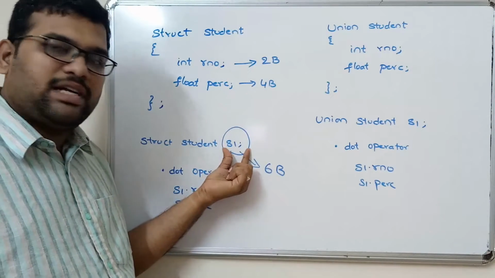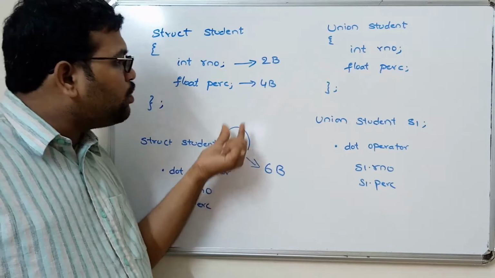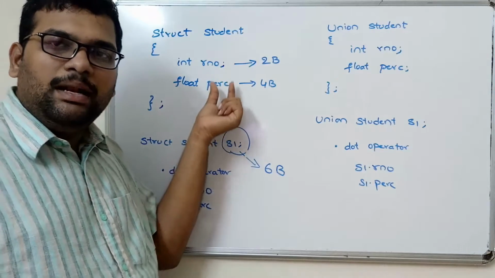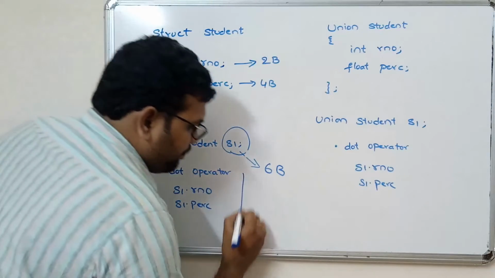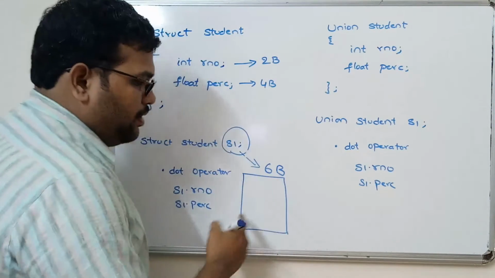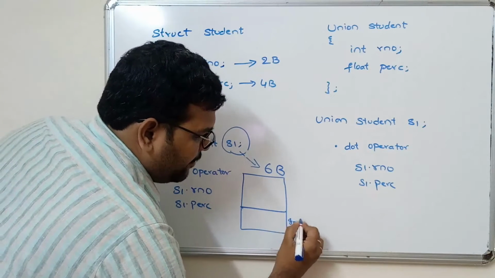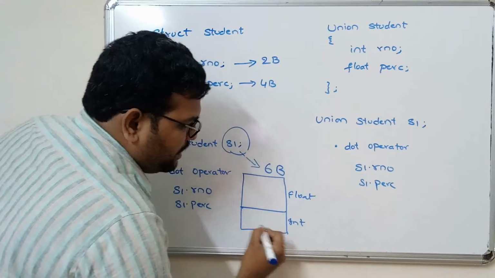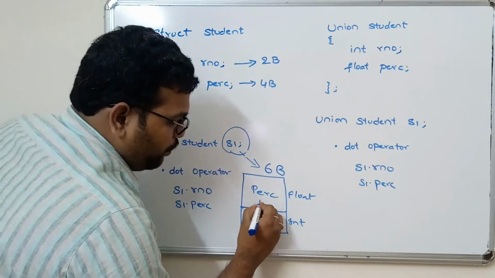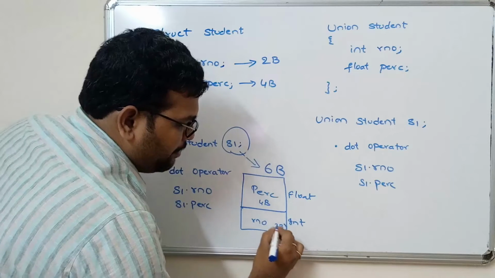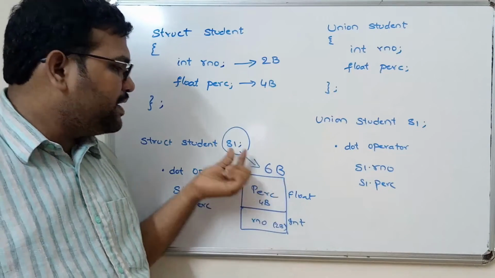So the memory occupied by the structure variable is equal to the total size occupied by the individual members of the structure. So 2 plus 4, it will be 6 bytes. This is integer and this is float. For rnumber and percentage, 2 bytes of memory and 4 bytes of memory. So a total of 6 bytes of memory will be allocated for this structure variable.